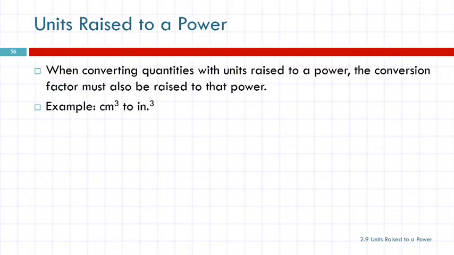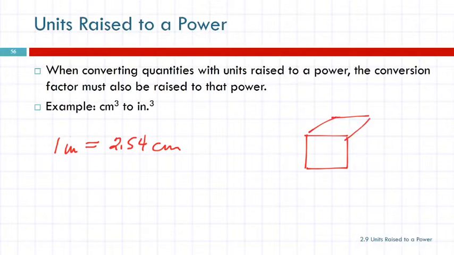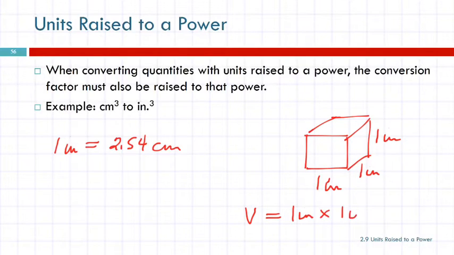The relationship between centimeters and inches is that 1 inch is equal to 2.54 centimeters. So I'll draw a box here. This is 1 inch on each side. Then the volume of the box is 1 inch times 1 inch times 1 inch, right? Which would be 1 cubic inch.